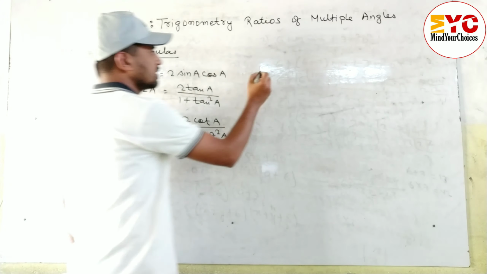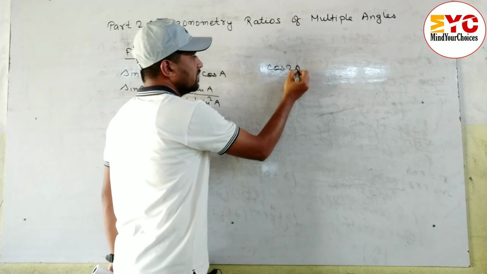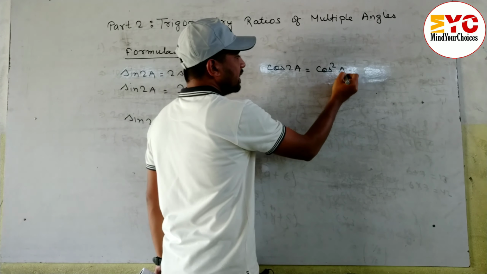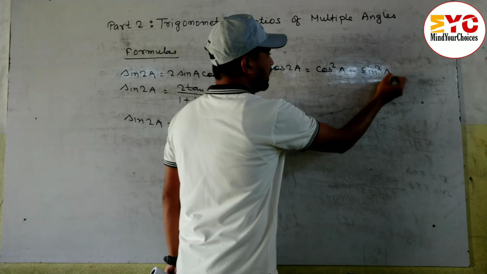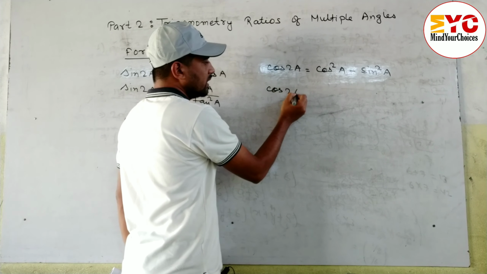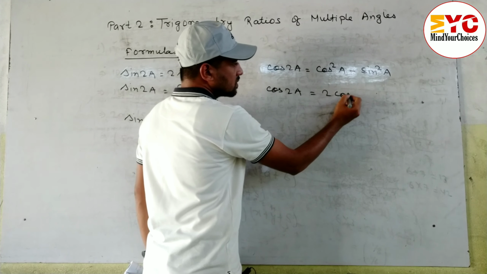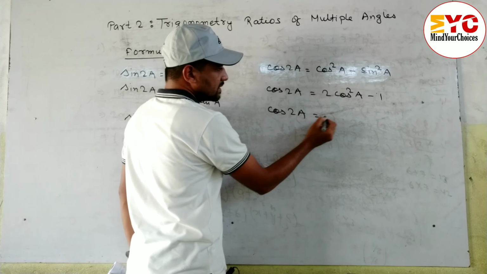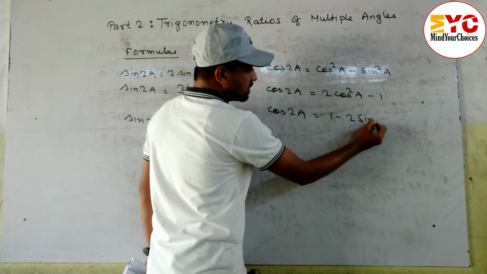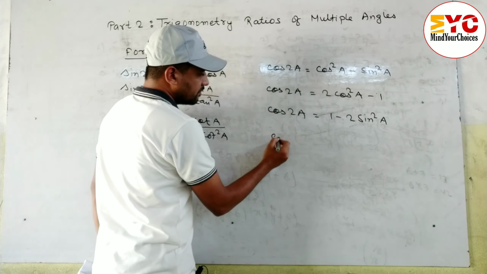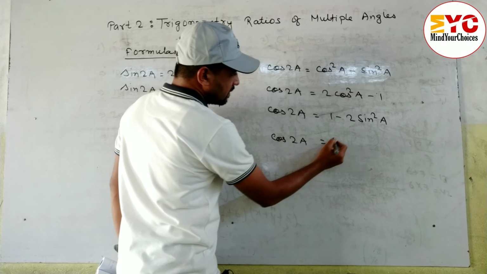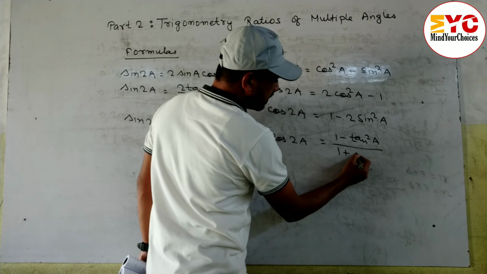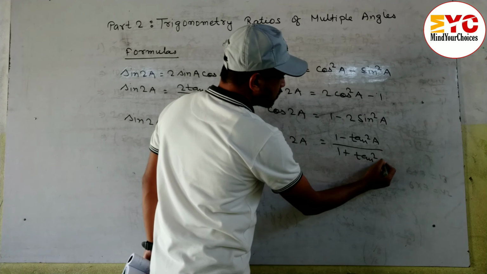Similarly, let's go for cos 2a. We have more formulas of cos 2a. Cos 2a is cos square a minus sine square a. Another formula of cos 2a is 2 cos square a minus 1. Another is 1 minus 2 sine square a. Another is 1 minus tan square a by 1 plus tan square a.